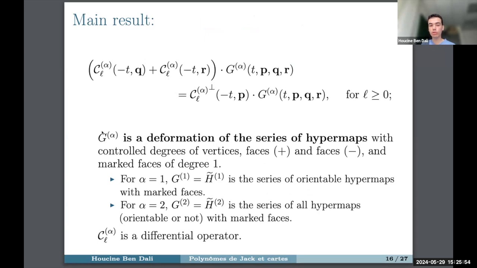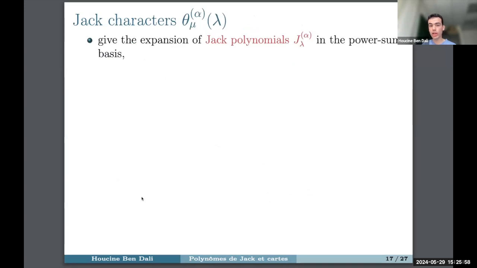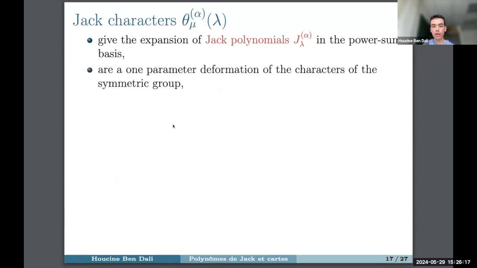this alpha deformation G of the generating series. And the definition will be algebraic using Jack characters. So I will not give the precise definition of Jack characters, but only the information which is interesting for this talk. So basically, Jack characters are defined as the coefficients of Jack polynomials in the power sum basis. And from what Victor explained in the previous talk, they are by this definition a one parameter deformation of the characters of the symmetric group.